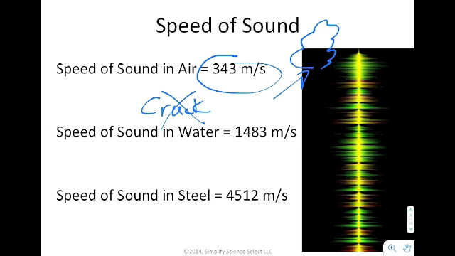Next, the speed of sound in water is 1483 meters per second. So these molecules are a lot closer together, so we have a faster speed of sound. And then finally, we have the speed of sound in steel is 4512, which is even faster.